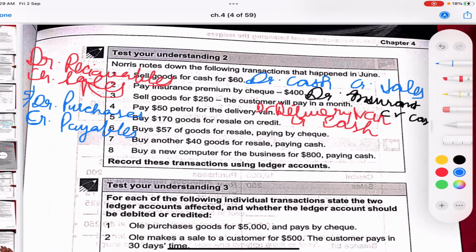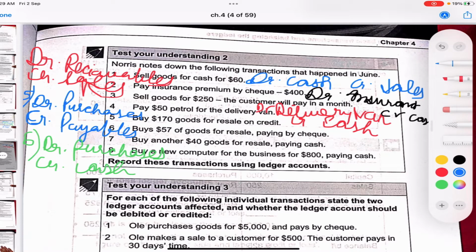Now let's go to the sixth one. What is the sixth one? Buys $57 of goods for resale by paying by check. So the sixth one is obviously debit the purchases, and you're paying by bank. So bank or cash, it's the same thing, right? Credit the cash or bank, whatever, because we are assuming cash and bank to be the same.